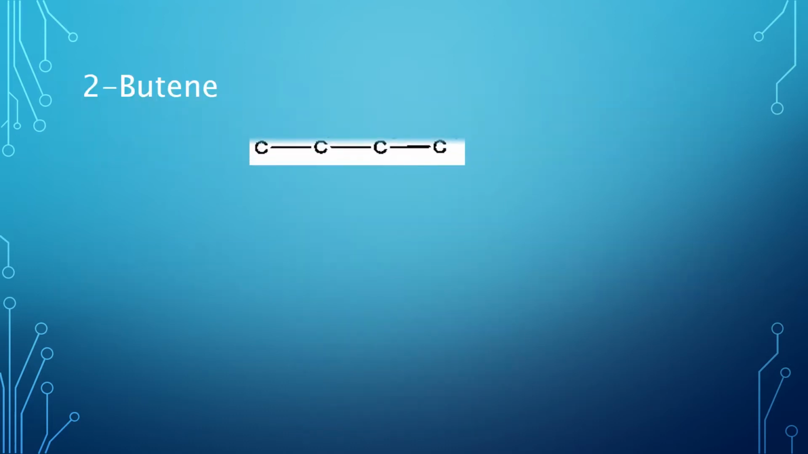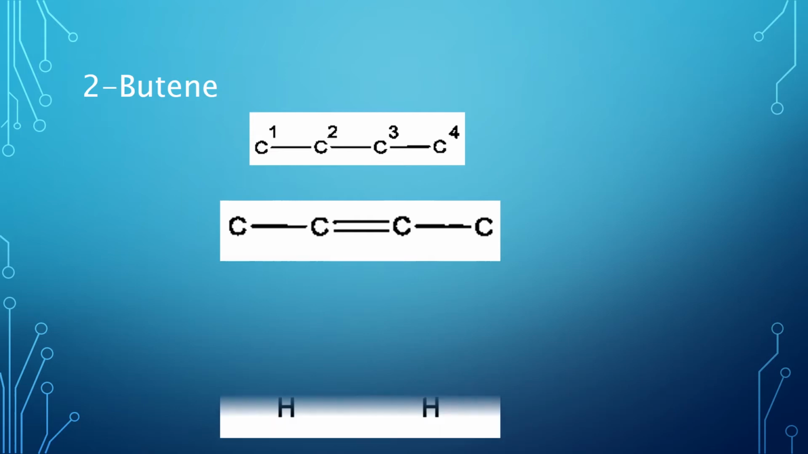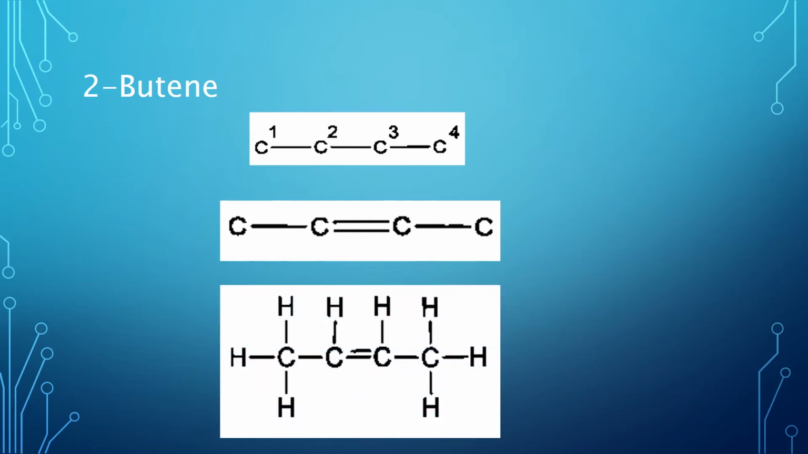Now how can we write down the structure of 2-butene? So butene indicates 4 carbon atoms. First of all, write down the string of 4 carbon atoms, giving a number to them, and 2 indicates that the position of the double bond is at carbon number 2. So at carbon number 2, we will put the double bond, and then we will write enough hydrogen atoms to fulfill the 4 bonds for each carbon atom.